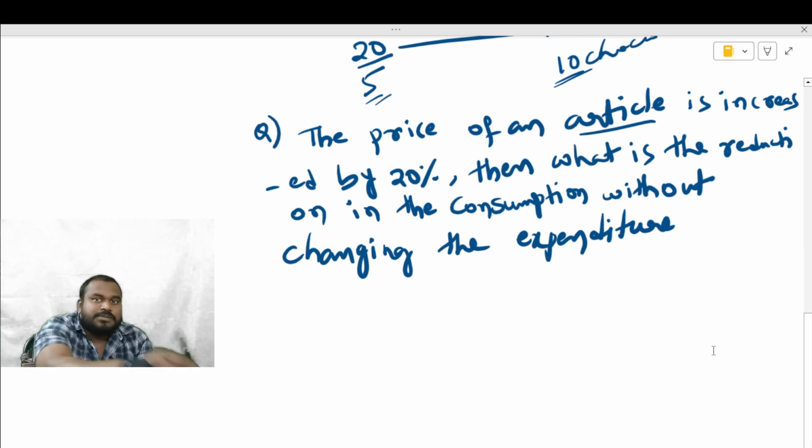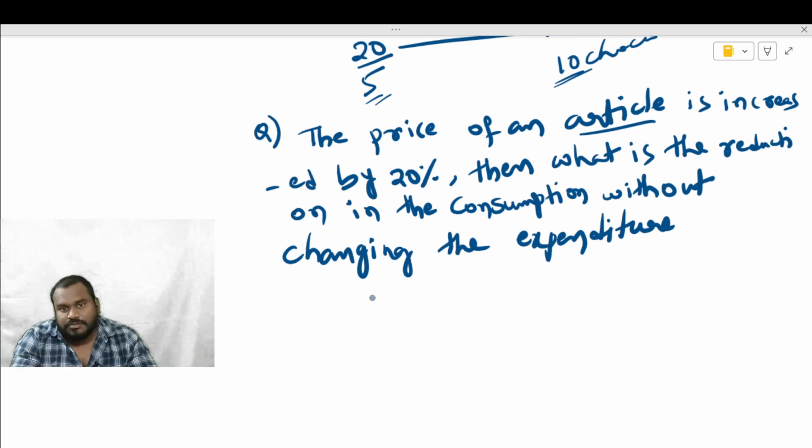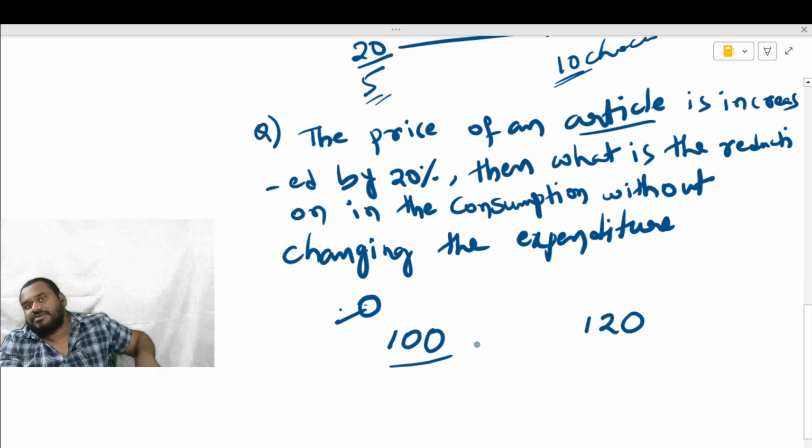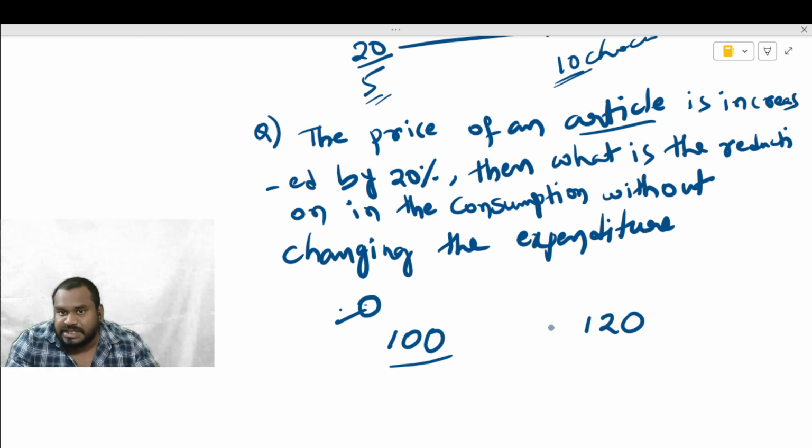Normal procedure. See, one article is there. This is one article, one stick or something, one eatable item. This article is priced at 100 rupees. Why am I comparing with 100? Because percent is calculated out of 100, right? So if I take 100 as its value, it will become easier for us to calculate. Okay, 100 is the price and it is increased to 120. I don't know the budget value.